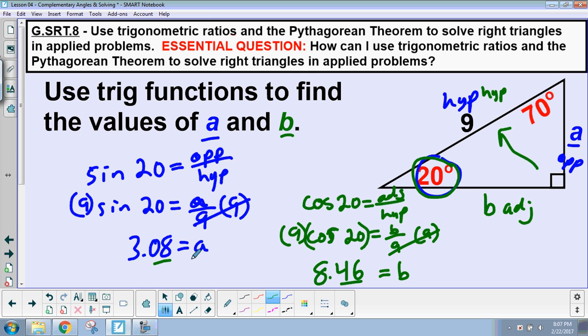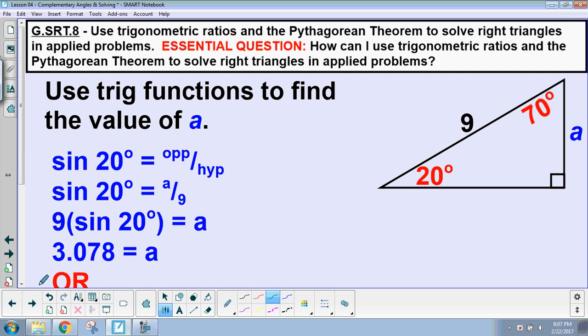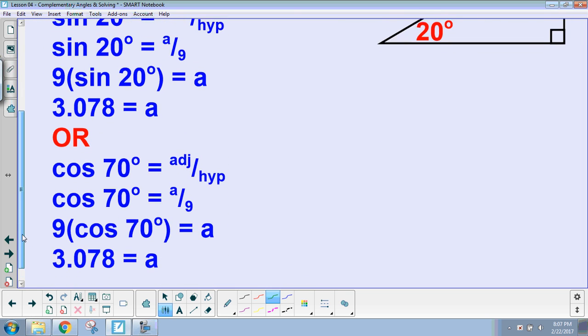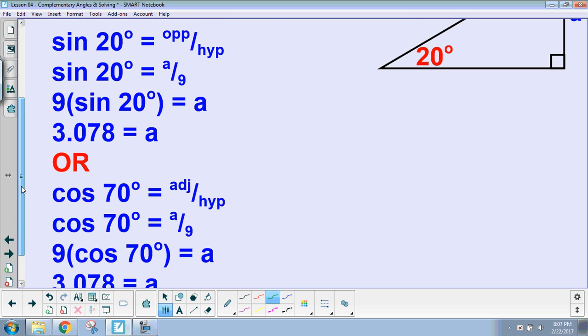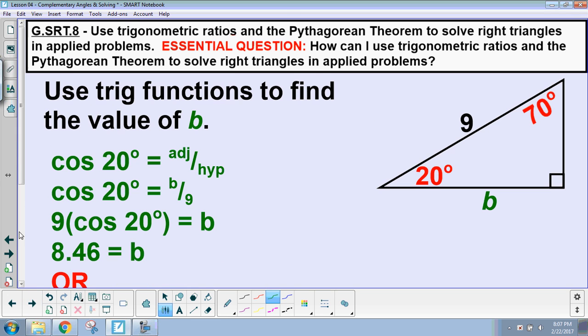Let's compare our answers. So far, well, I didn't round it, but I did get the same thing here. And if I solved it the other way using cosine, I still got the same answer. So this would be a time for you to check your work. And if I solved for B, again, I got the same answer. And it doesn't matter which way you go with it, it still works out.